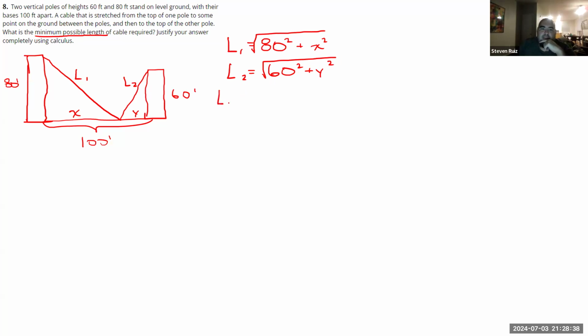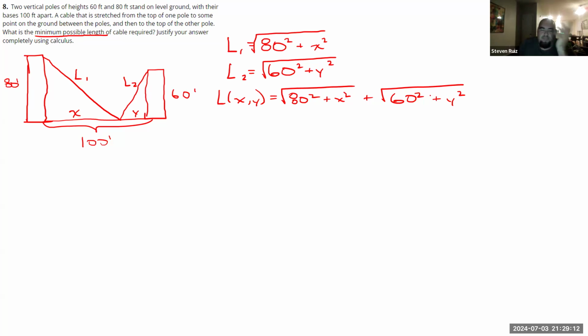So let's say this. My length in terms of x and y is equal to the square root of 80 squared plus x squared, plus the square root of 60 squared plus y squared. So I have an objective function in terms of x and y. I would really like to have an objective function in terms of only one of those. So how do I get there? What's my constraint here? What's the requirement I need to fulfill?